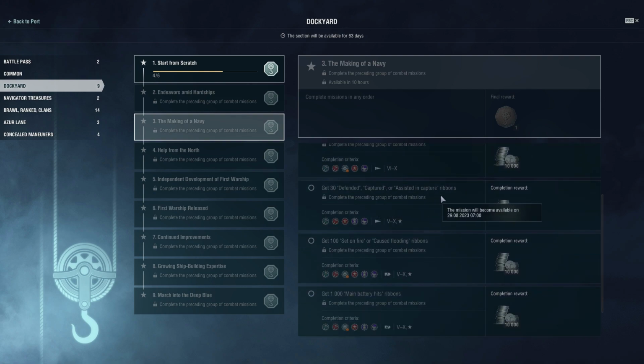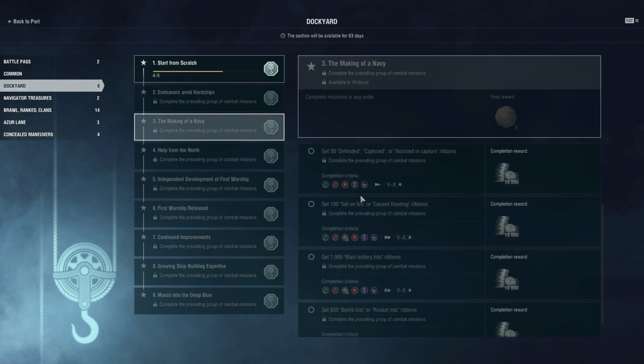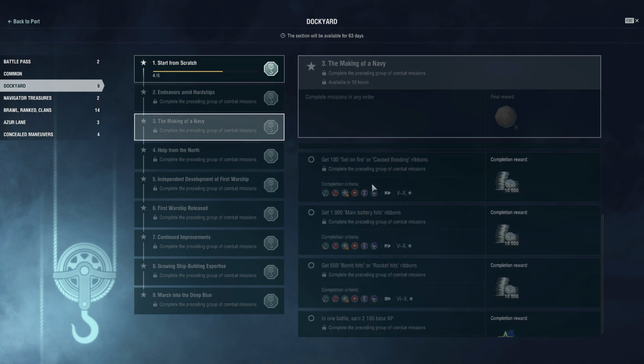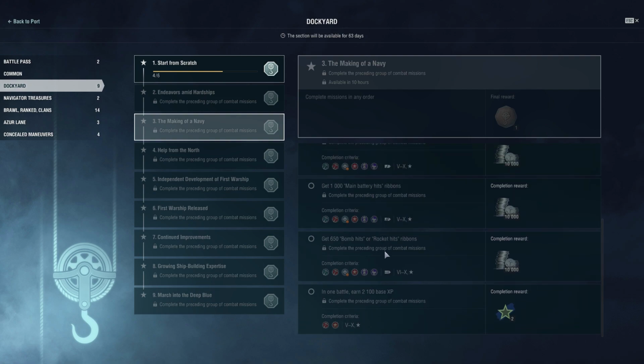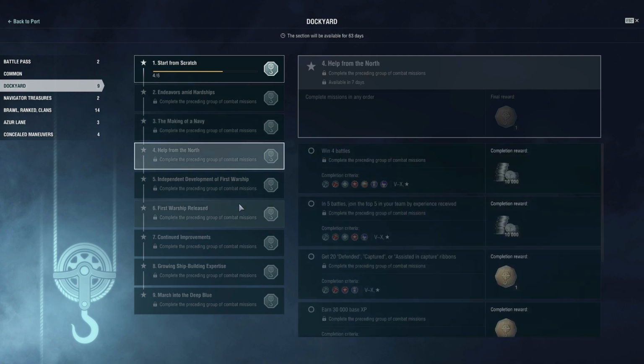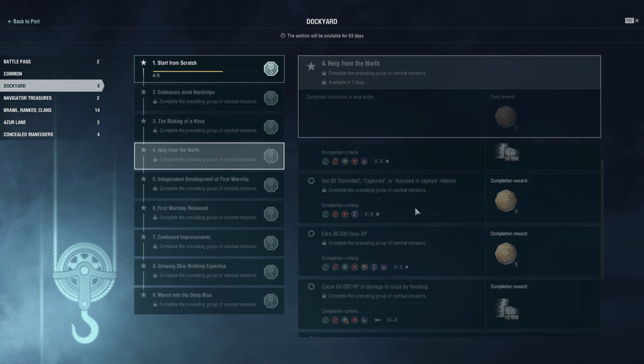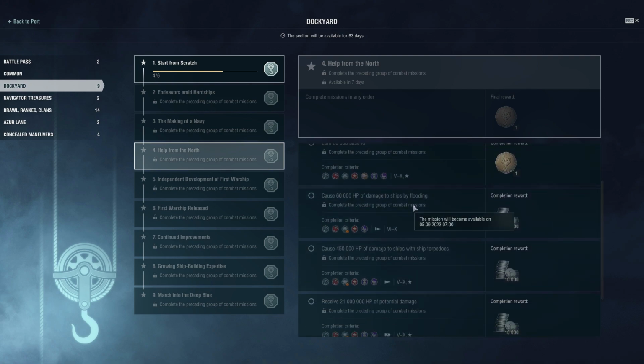Defended, captured, assisted capture, a little difficult to do in co-op. It is possible, but you basically want to try to stay out of the caps to get more defended ribbons versus the captured or assisted, right? So you could flip the cap and then you're defending it, let the enemy destroyer, cruiser, battleship step on, and then you can farm him. So some things you're going to see are pretty repetitive here as you go along. I'm just trying to give you a general idea of these as you go through.